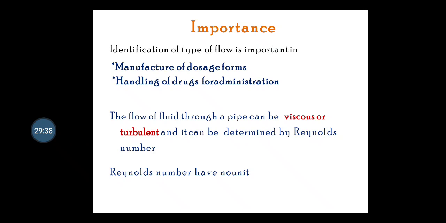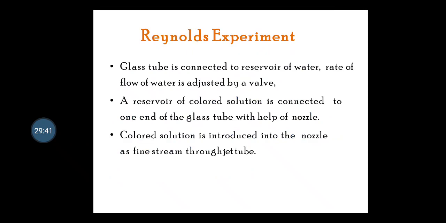Next is your Reynolds experiment. Before going directly to the construction and working, we should know what actually the Reynolds experiment is. This point is very important as far as your exam point of view. Basically we should know the mechanism of fluid flow. The flow of fluid through a closed channel like a pipeline can be shown to be either viscous or turbulent.